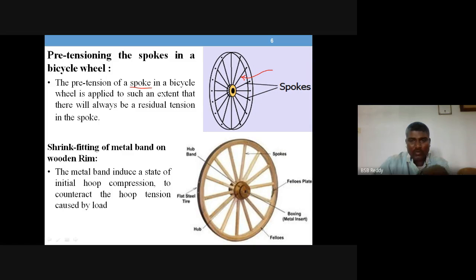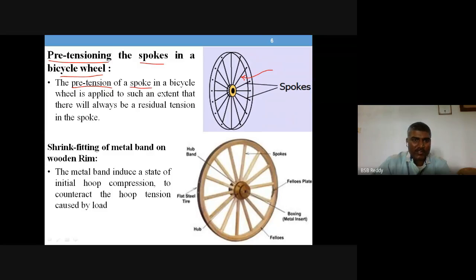So what do you need to do then? You need to induce some tension so that it takes care of the compression that comes when you ride the bicycle, meaning when a compressive load is coming onto it. So that is the purpose of inducing this pre-tension in the spokes of a bicycle wheel.